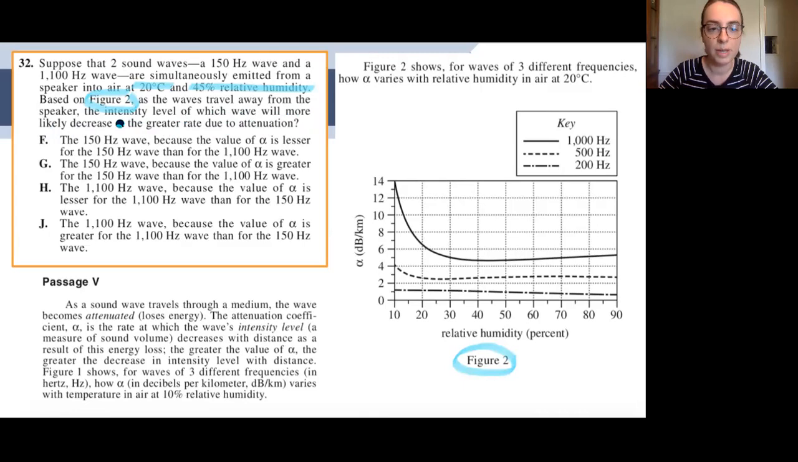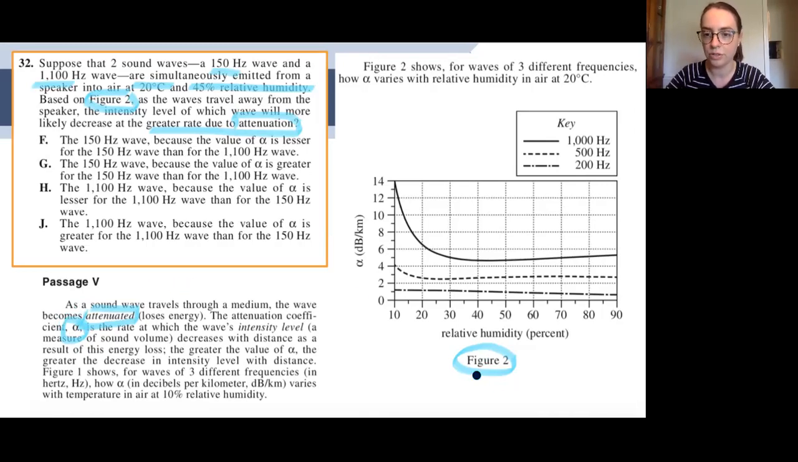So they're basically trying to figure out which one will have the greatest amount of attenuation. I don't know what attenuation means. I'm not a physics teacher. I will look in this paragraph and I see that attenuation is abbreviated by this alpha. So they're basically asking which one of these, the 150 hertz or the 1100 hertz, will have a bigger alpha. And they told me to use figure 2 to figure it out.